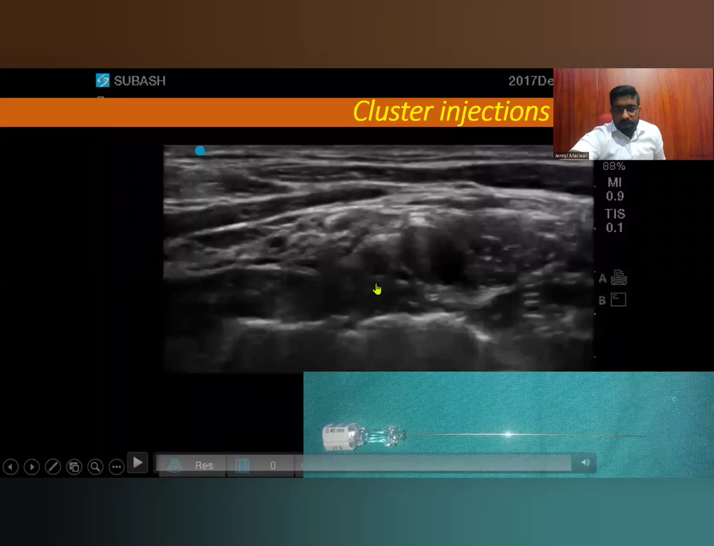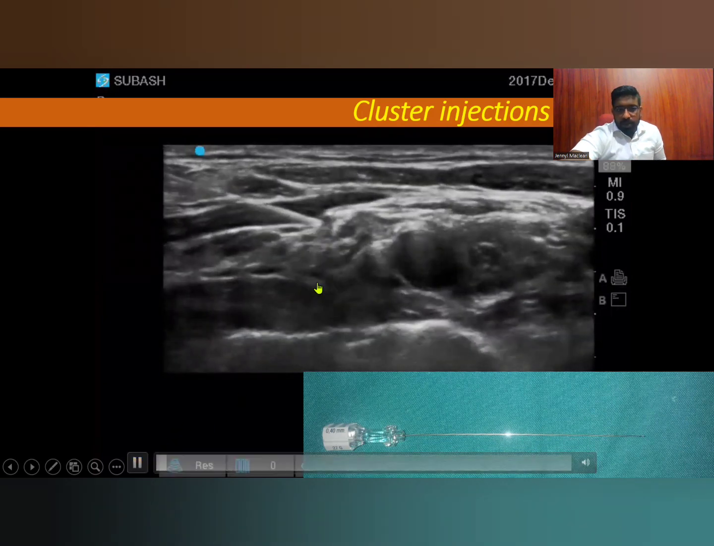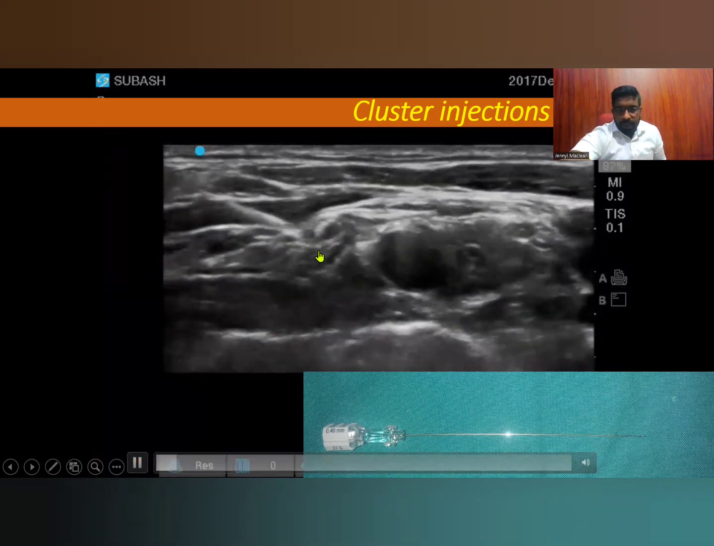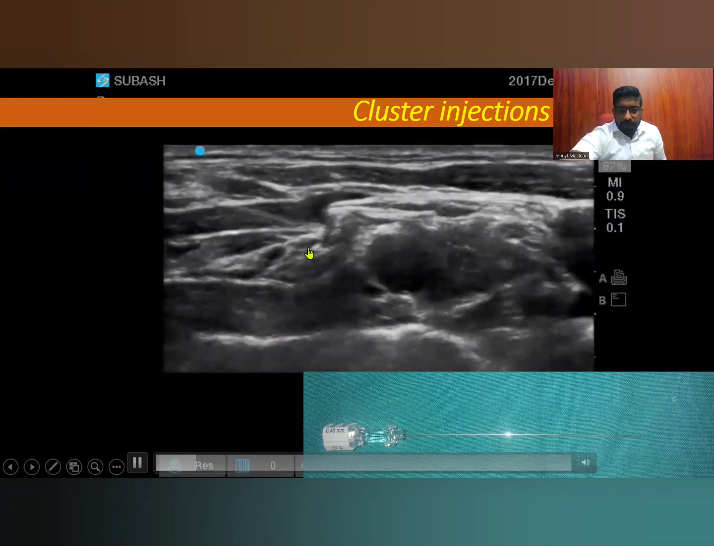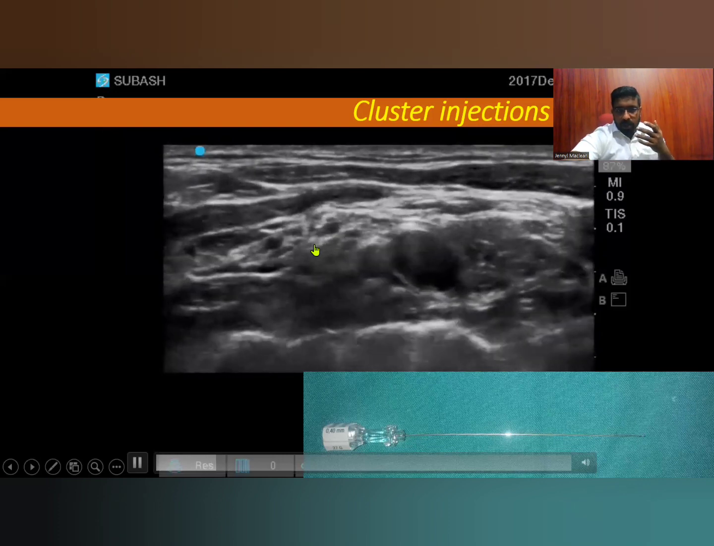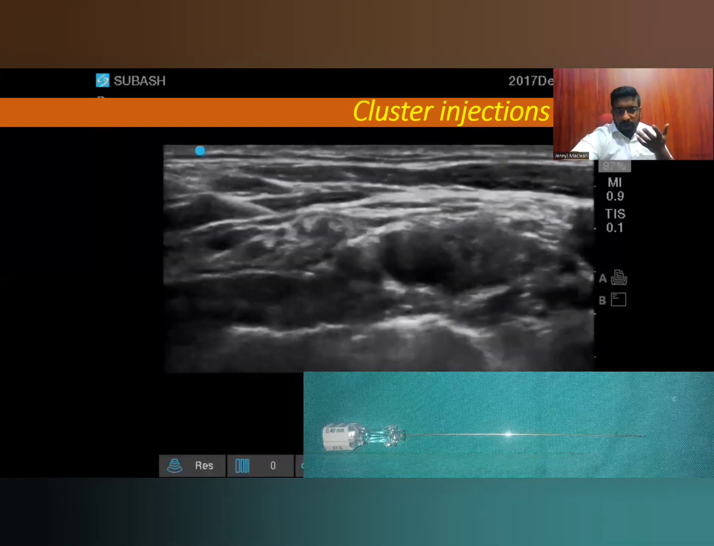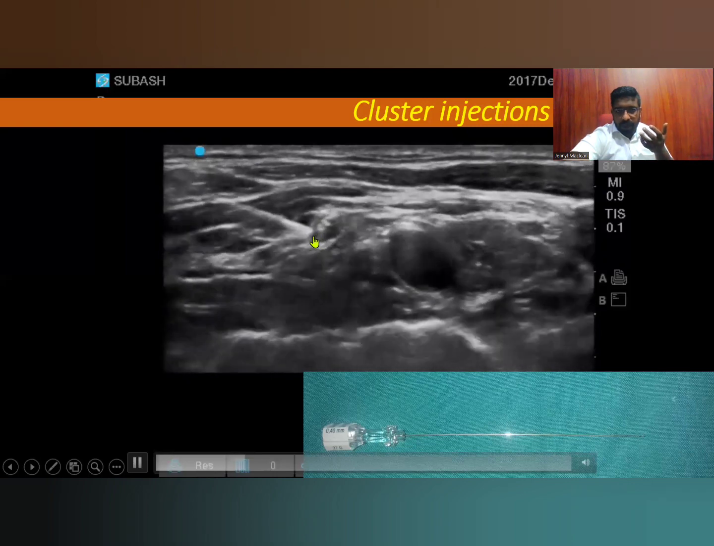This is how in 2017, with 27 gauge echogenic short bevel needles, we tried to go, this is how we did in plane. This is the upper trunk. So put forward, whenever your needle is close to a neural element, put forward your local anesthetic. See, still you are away from the neural element.